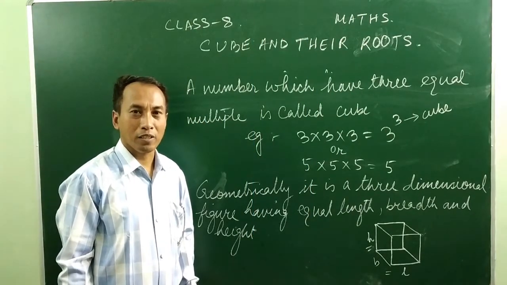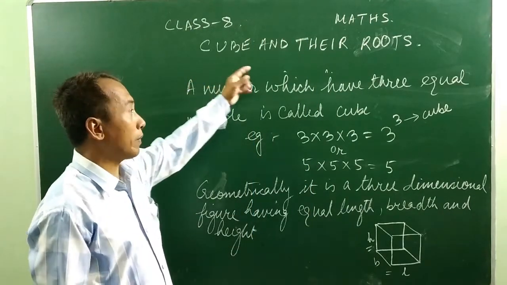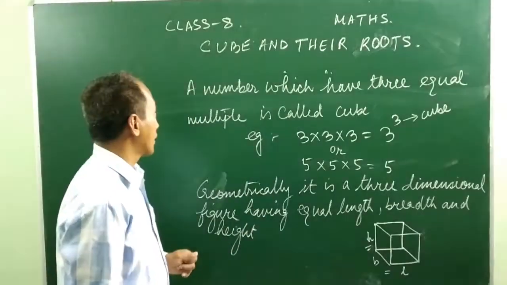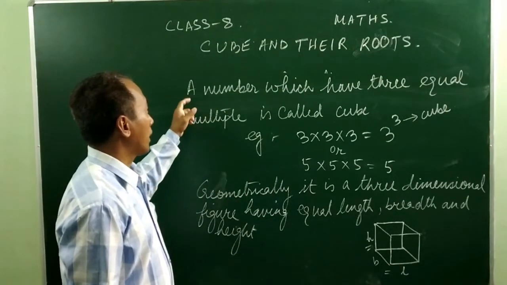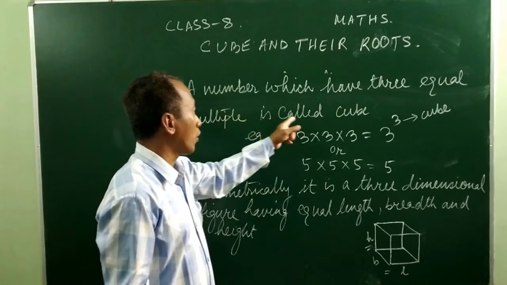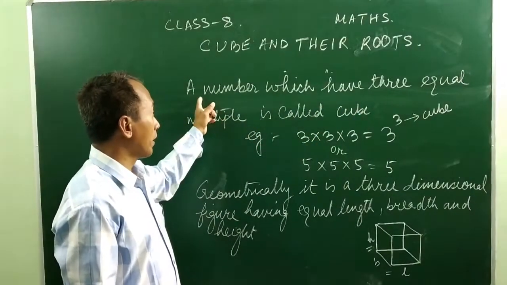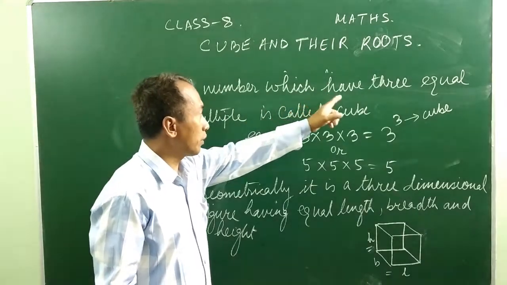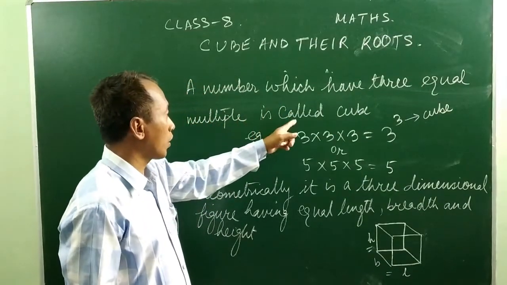Hello students, today we are going to study cubes and their roots. So what is a cube? A number which has 3 equal multiples is called a cube.